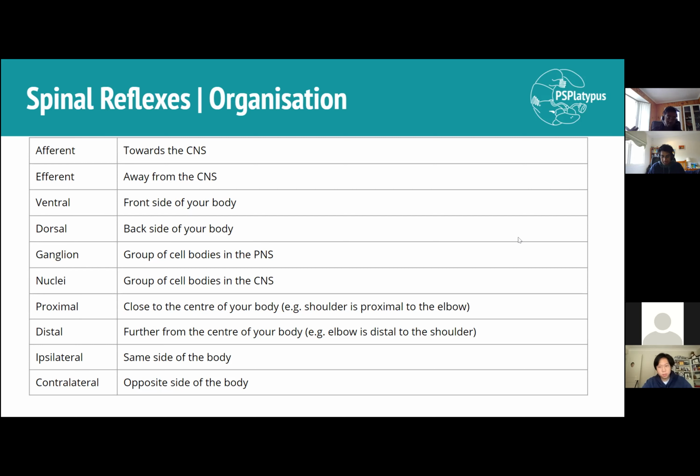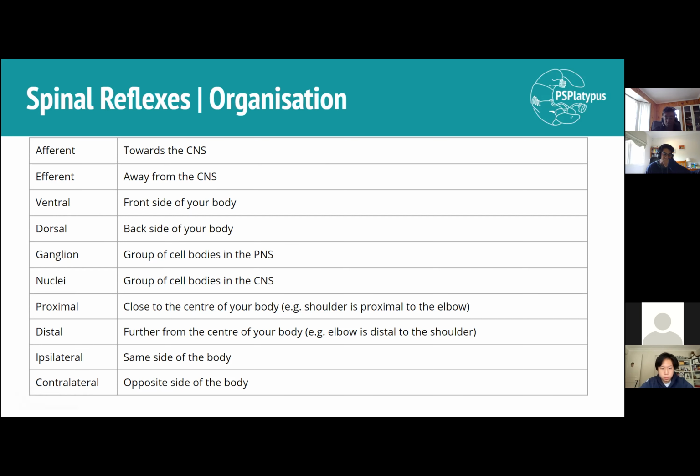And the information is probably going to be from some sense organ, because it's towards the brain, which is a processing center of information. Efferent means away from the central nervous system. So what does efferent mean? It is most likely going to be motor neurons. So motor neurons carry information from the brain and spinal cord to your muscles for it to do whatever it wants to do. Ventral means the front side of your body, dorsal the back side of your body.